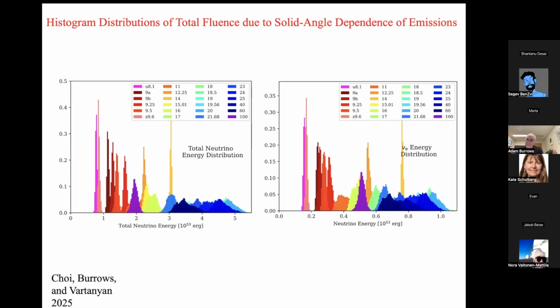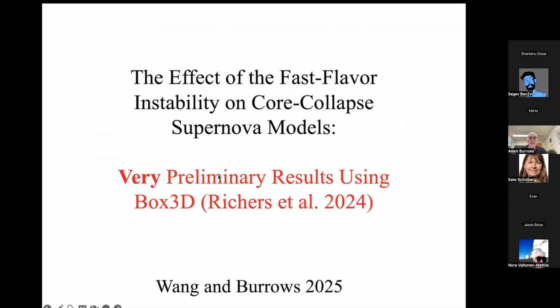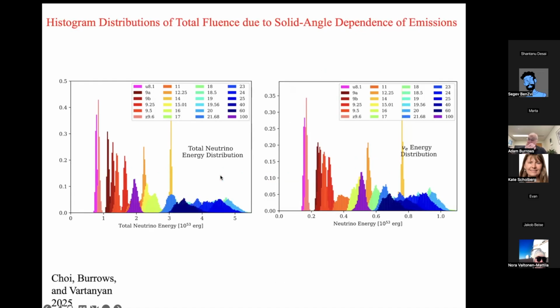But it's an indication of the distribution of possible inferred total energies over these periods of time, each one of which is published, each one is calculated to a certain time, and you see a range. These aren't delta functions. A delta function would be everything is isotropic. Okay? And this is for the electron neutrino. This is for the total. Okay. Any questions at this point?